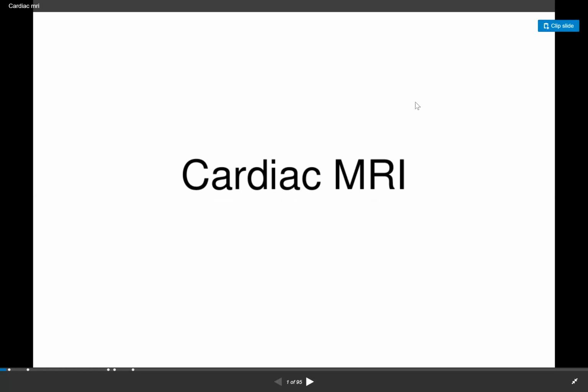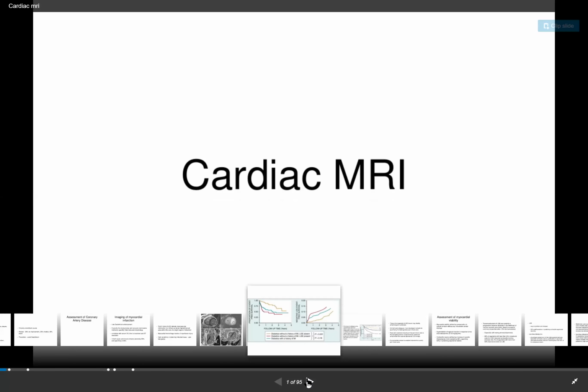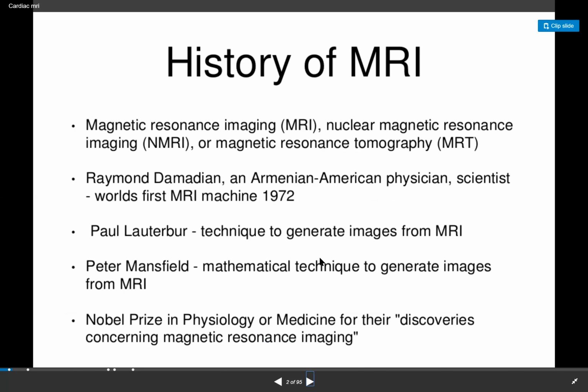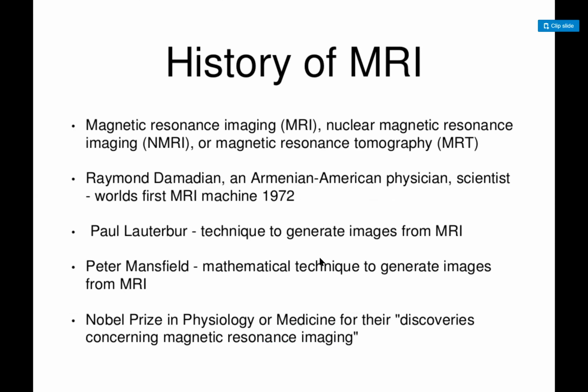I'll be going over some very basic stuff of the cardiac MRI today. So cardiac MRI, the MRI means magnetic resonance imaging. There are many types of magnetic resonance imaging. Nuclear magnetic resonance imaging, called NMR.